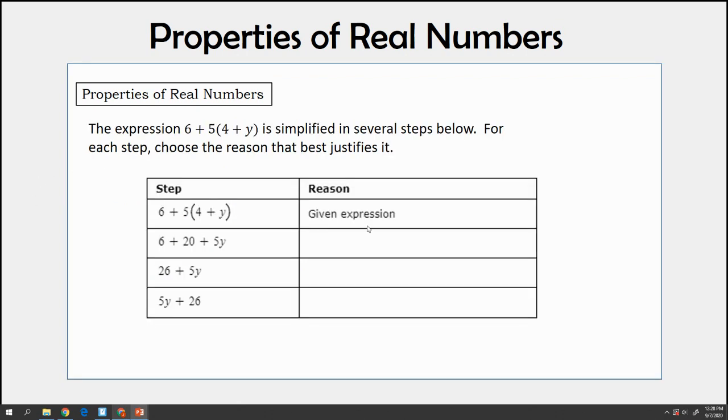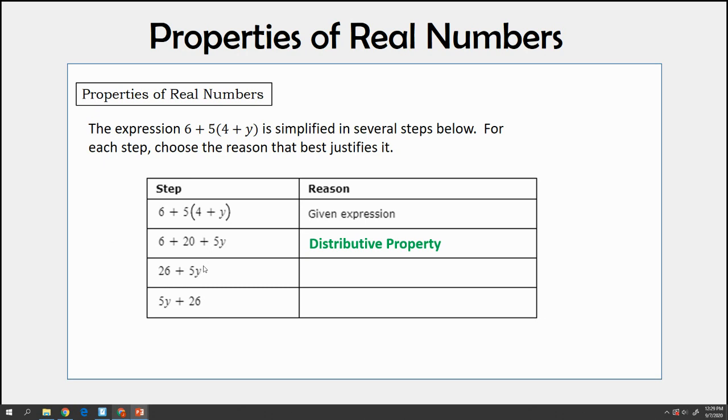Now, one last style of question you're going to get is to take this simplification process and justify each step with one of the properties that you just learned. So they're taking the quantity of 6 plus 5 times the quantity of 4 plus y and simplifying it and then explaining how you did it. All right. So if you look at step one, that's the given expression. How do we go from step one to step two? Well, what's different? What's different is they've taken this 5 and multiplied it by 4 plus 5 times y. We just talked about that one. That is the distributive property.